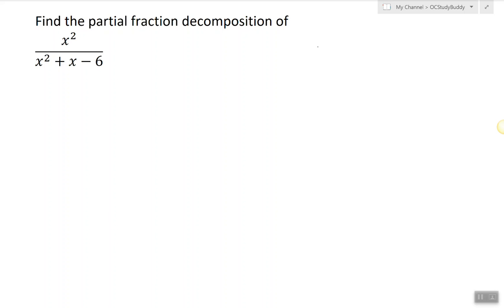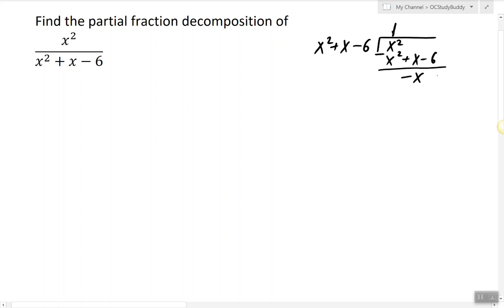That means to write it in proper form, I'm going to divide x squared plus x minus 6 into x squared, and it goes one time. So x squared plus x minus 6, subtracting it, we have negative x plus 6 as the remainder. So my original function is actually 1 plus negative x plus 6 over x squared plus x minus 6. So I just have to decompose negative x plus 6 over x squared plus x minus 6.